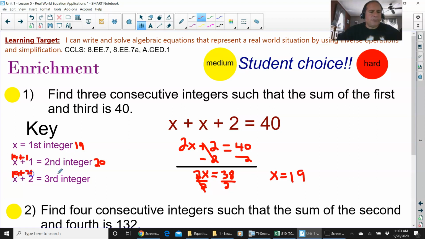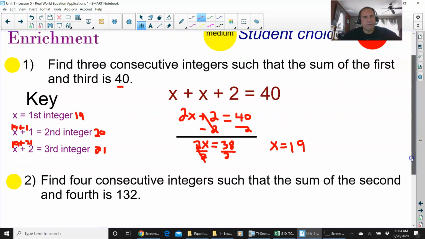Now, I'm going to use my calculator to check this, but the sum of the first and third is 40. So I know that that is correct. So those are my three integers. I really want you to understand that this is a tricky type of problem. All right, so just the way we did this, you see it says the sum of the first and third. Well, look at the second question now.